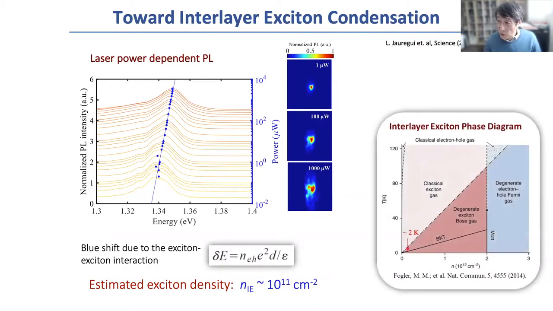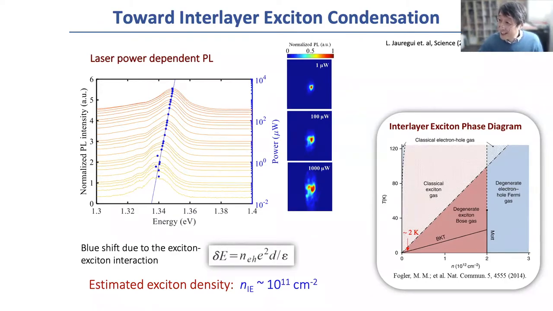And that goes back to the expected phase diagram. Fogler et al. did a rather simple calculation of the electron density at which Bose-Einstein condensation is expected. In fact, this is 2D, so the Bose-Einstein condensation must go through the Kosterlitz-Thouless transition. According to their calculations, with 10 to the 11, we have about 2 Kelvin for this Bose-Einstein condensation, and the experiment is done at 4 Kelvin and 5 Kelvin.